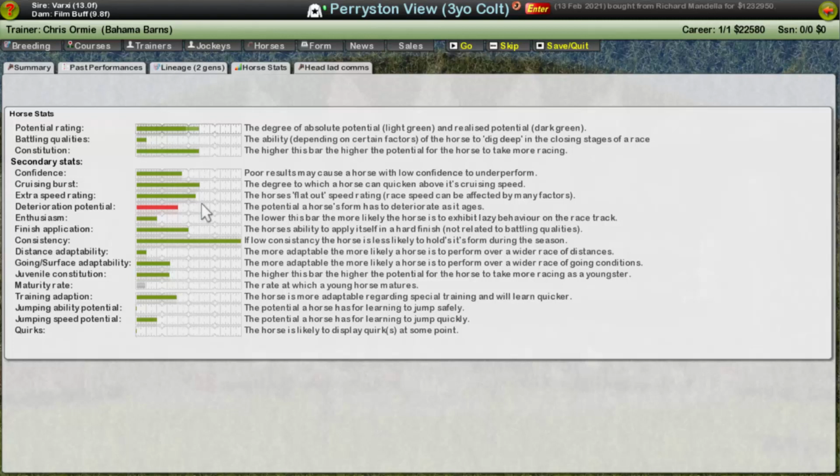That's kind of how good it is. It'll still win some races. It might not win grade 1s, but it could win graded races even with low potential because it has something here. So cruising burst can jump, but it only ever jumps one time.